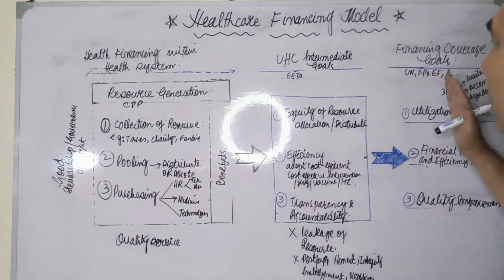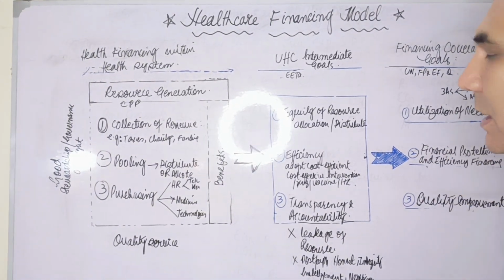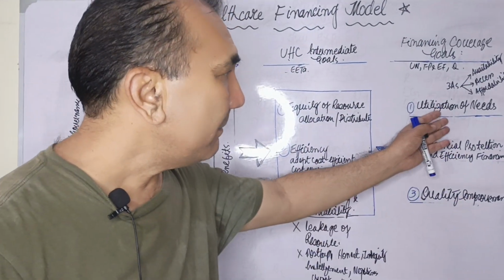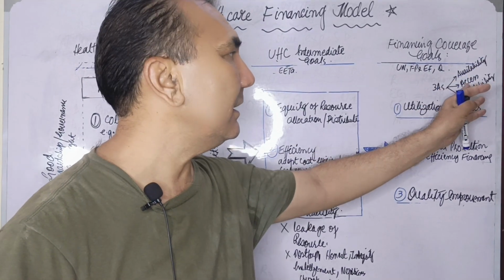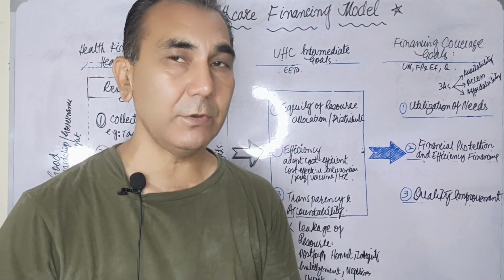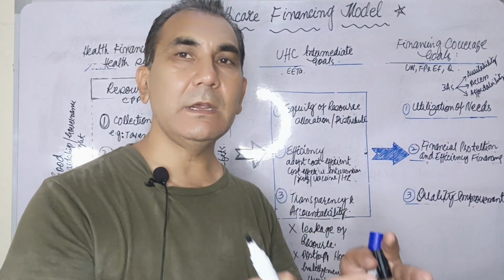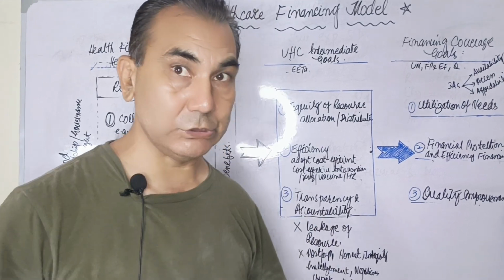And the last pool, which is the right side, is the financing coverage goal. In the financing coverage goal, you should maximize the utilization of need. You can maximize the utilization of need by the 3 A's: availability, accessibility and affordability. You will increase your healthcare services, and ultimately it will increase the utilization of needs.